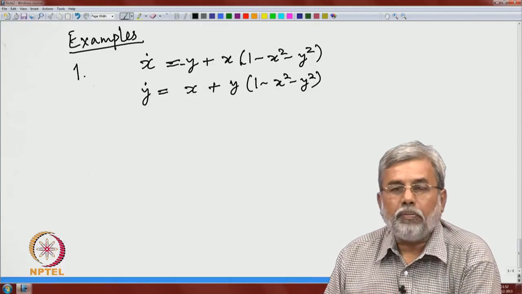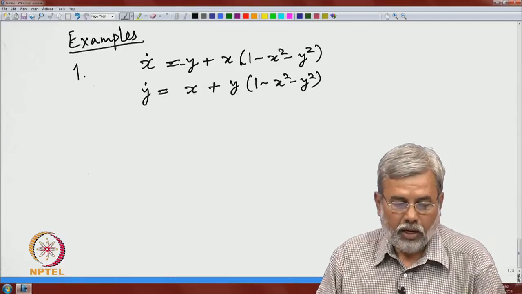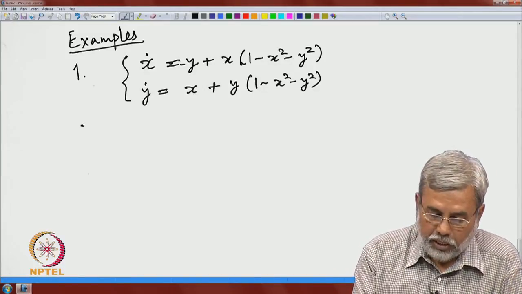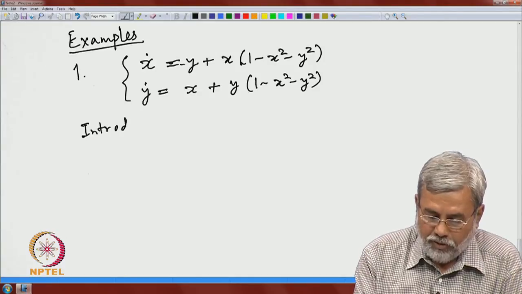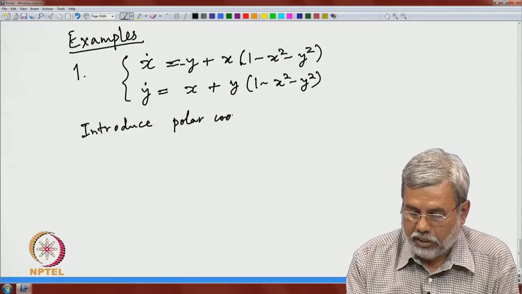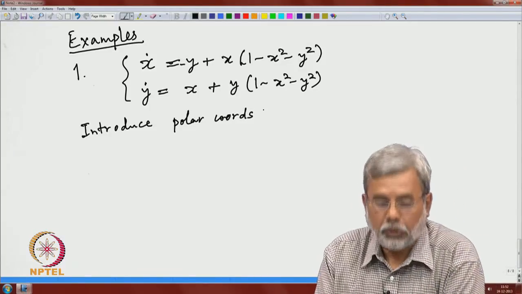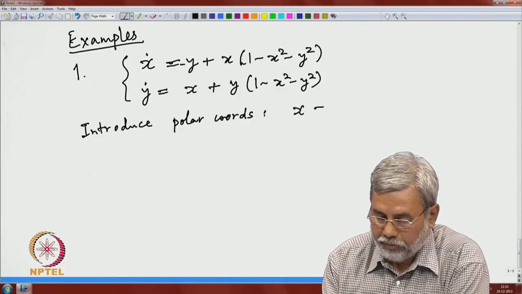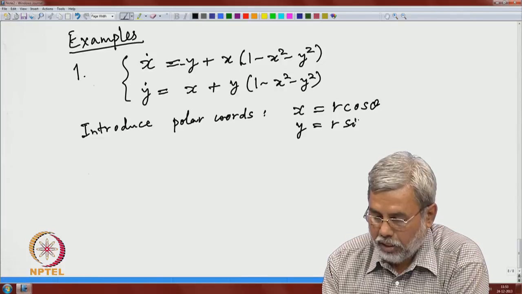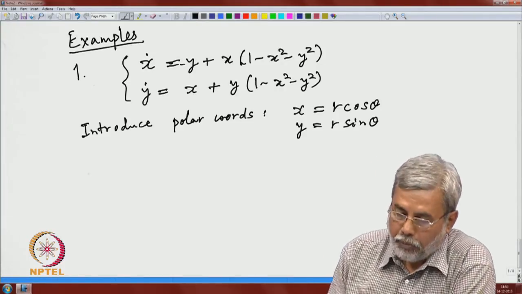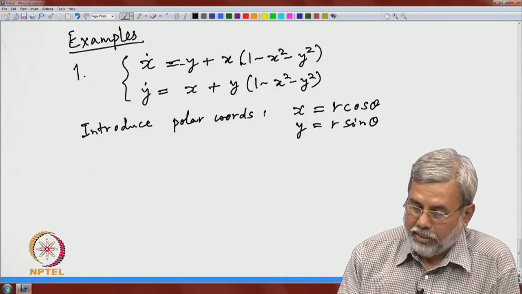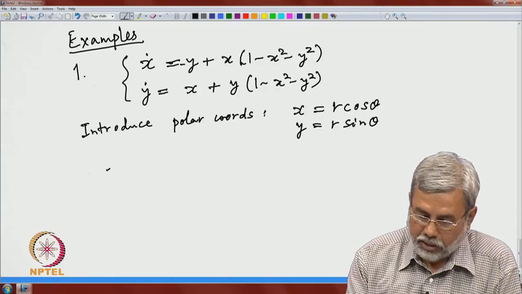So, because of the presence of x square plus y square, it is convenient to express these equations in polar coordinates. So, usual polar coordinates, and these are helpful in many situations in 2D systems, introduce polar coordinates. So, instead of variables x, y, we have r and theta, x is equal to r cos theta, y is equal to r sin theta. And now, we would like to have differential equations for r and theta from the given equations for x and y. Computing this is not at all difficult.